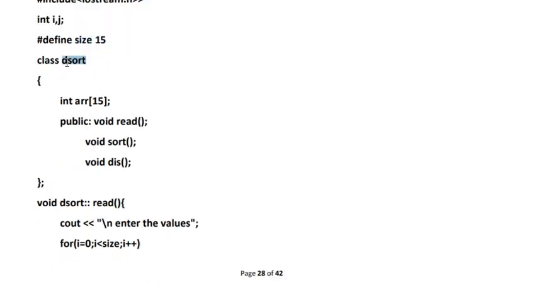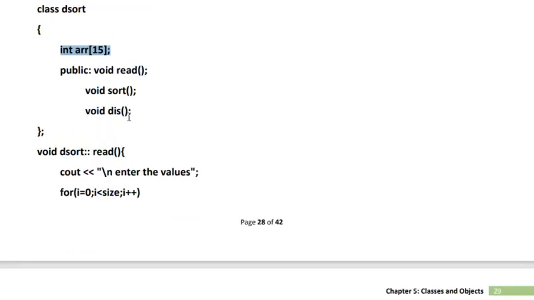Now I've declared a class dsort. Here I have an integer array that is placed in the private domain of the class, and I have three member functions: read, sort, and display, that are placed in the public domain of the class. None of the functions takes any argument, nor returns any value.